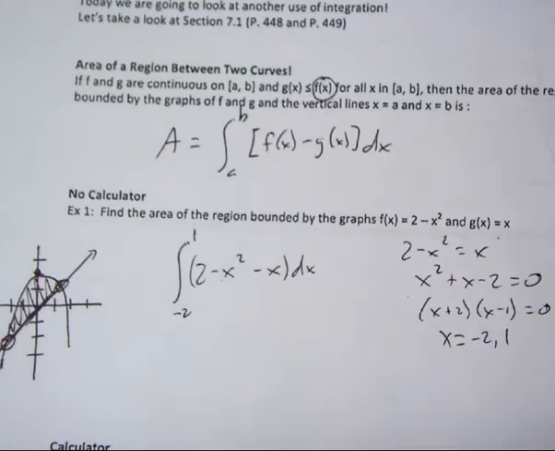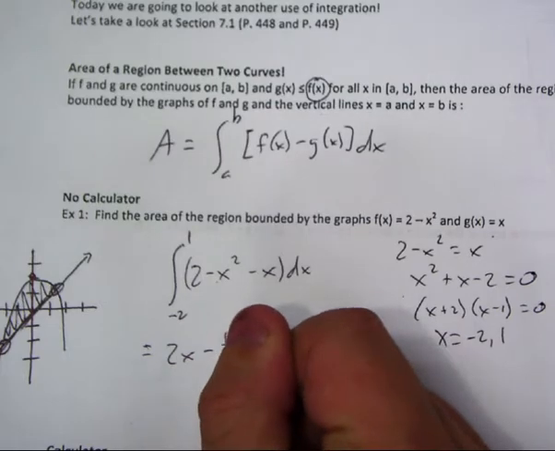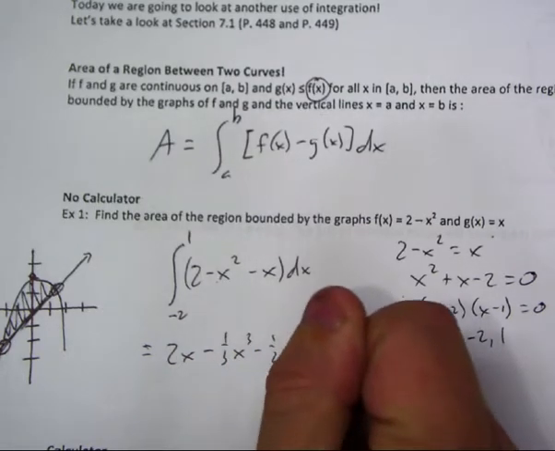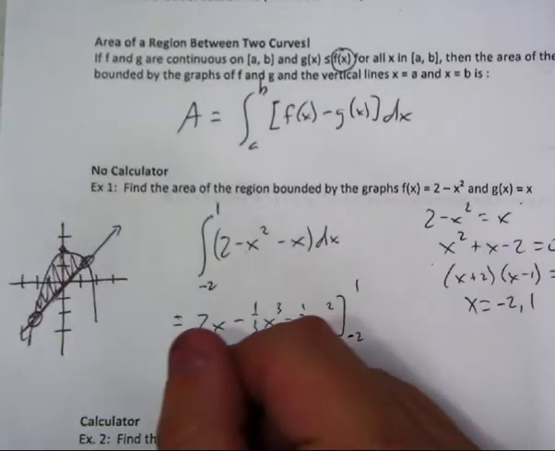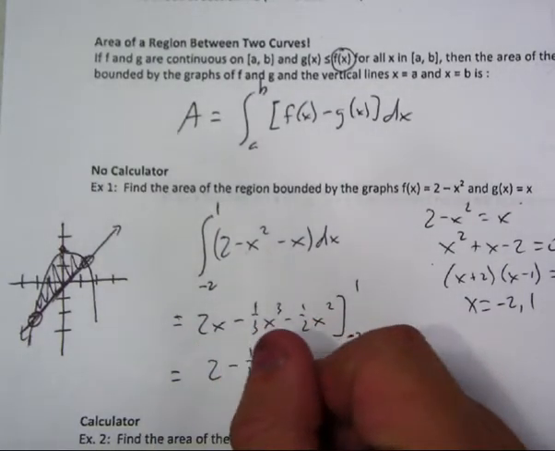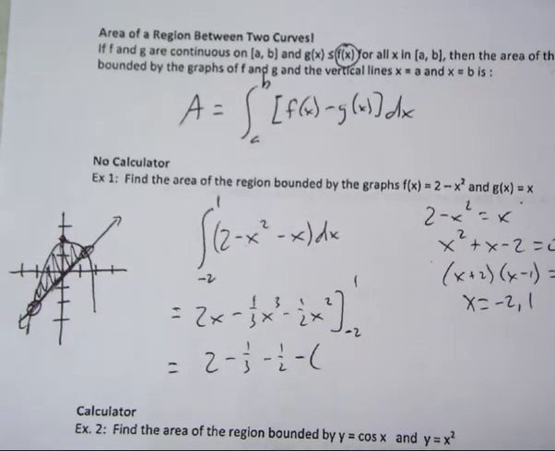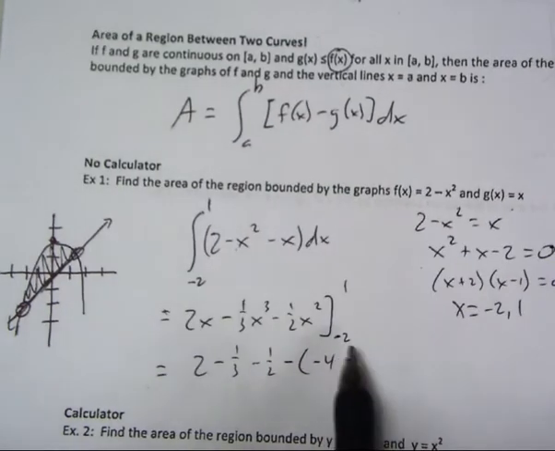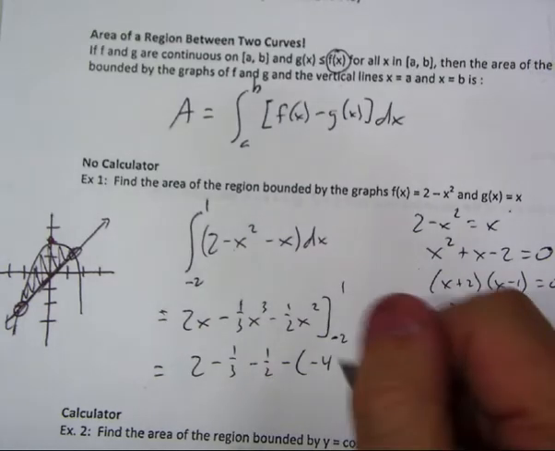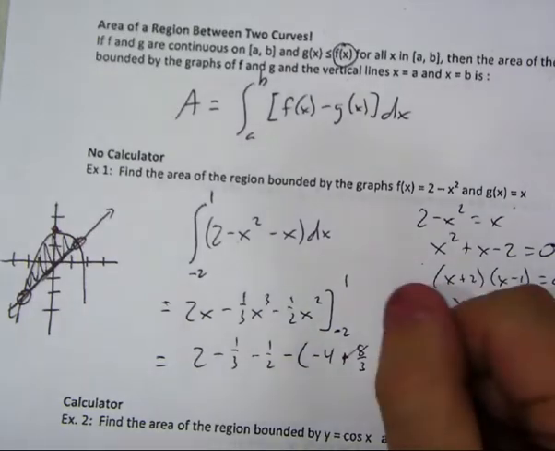And then we are just going to go ahead and integrate this. We're going to use the fundamental theorem of calculus. So 2x minus 1/3 x cubed minus 1/2 x squared from negative 2 to 1. We're going to plug in that top value. So 2 minus 1/3 minus 1/2, minus parentheses. And then plug in negative 2. So negative 4. Okay, negative 8 times negative 1/3 is positive 8/3. And then 4 times negative 1/2 is negative 2.